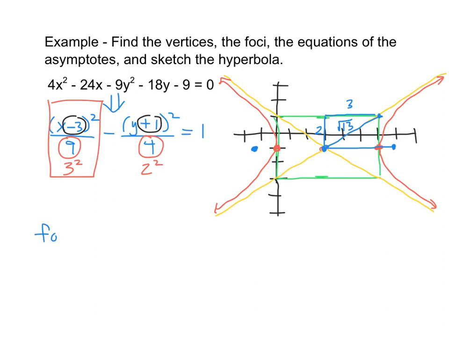The foci have coordinates 3 plus the square root of 13, comma -1, because we were starting from the center, which had coordinate 3, -1, and we were moving to the right square root of 13. The other foci is 3 minus the square root of 13 to take us back here. So 3 minus the square root of 13, comma -1.